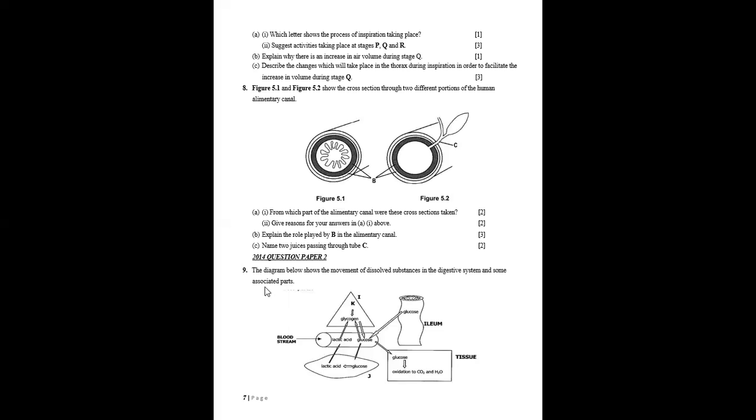2014 question. The diagram below shows the movement of dissolved substances in the digestive system and some associated parts. Bloodstream, glycogen, lactic acid, ileum, tissue. All right, let's get to the question.